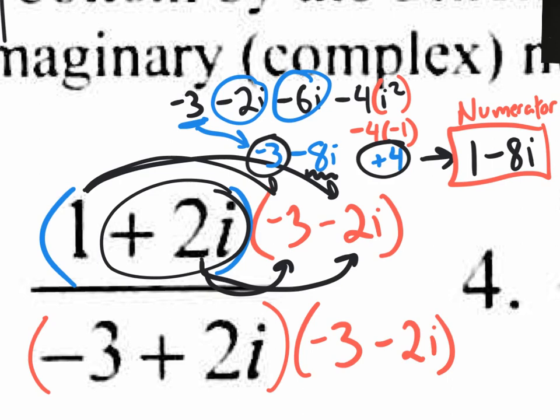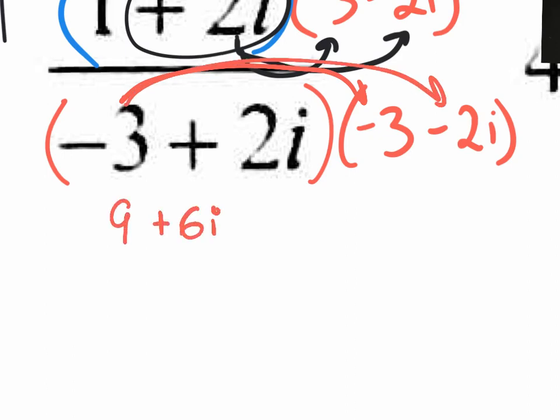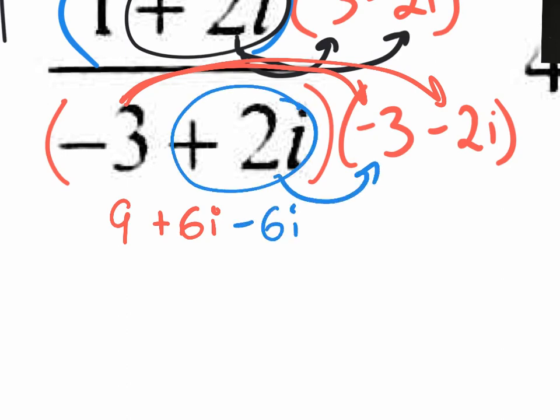Now, we need to go down to the bottom part and do the same thing and find the denominator. And then we could worry about putting the numerator over the denominator and splitting the fraction. Okay? So let's do the same to the bottom. Let's ignore the top for a little while. So we're going to go negative 3 times negative 3, that's positive 9. Negative 3 times negative 2i, that's positive 6i. Positive 2i times negative 3, that's negative 6i.